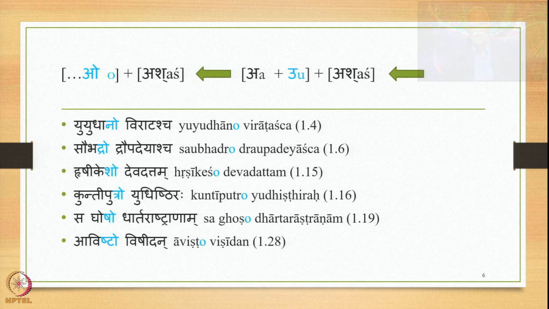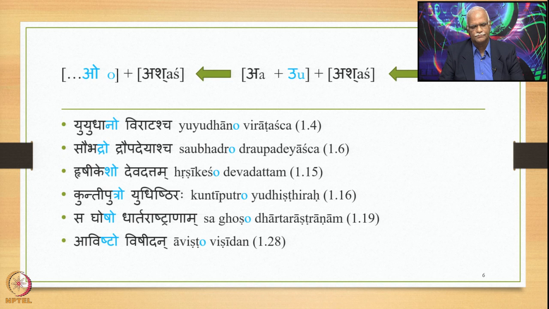Let us take the next case, namely o plus ash, which is the output of the input a plus u plus ash. Here are the cases. Yuyudhano Viratascha is nothing but Yuyudhanaha Viratascha. Yuyudhanaha consists of Yuyudhana plus u and va. Va is an ash. So this u has substituted ru. Ru substitutes sa. So you have Yuyudhanas. If you want to write it independently, it would be Yuyudhanaha.